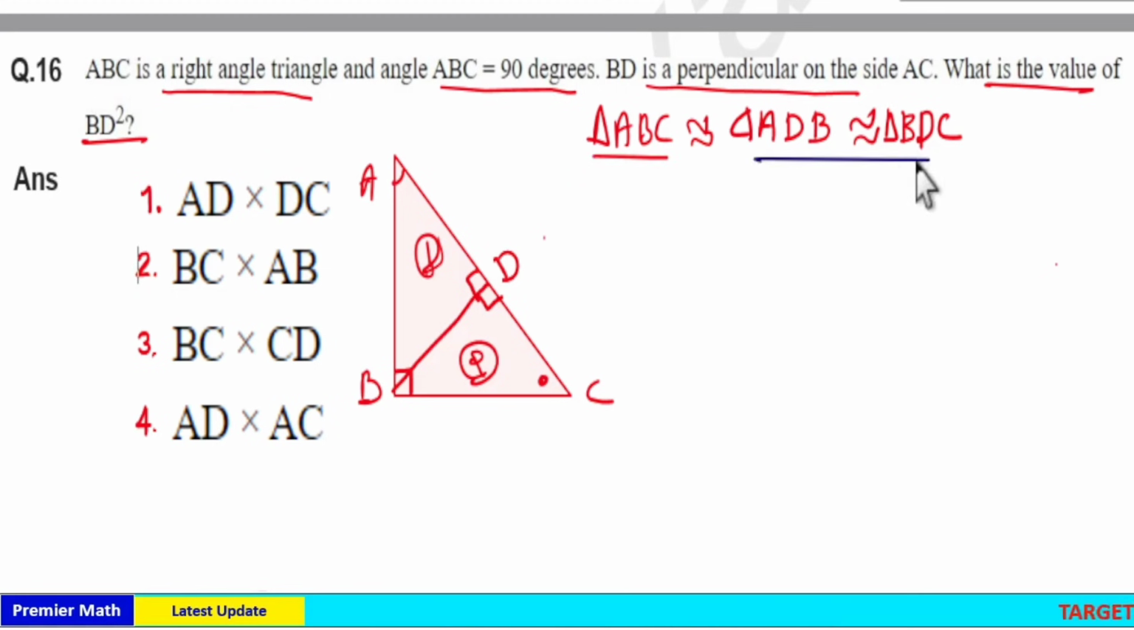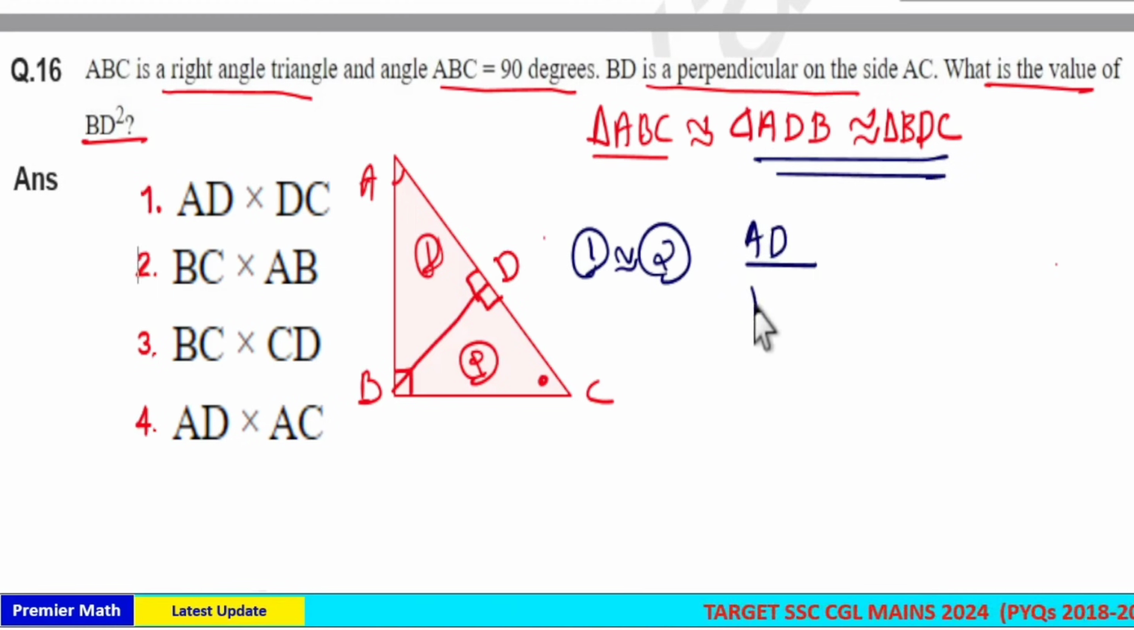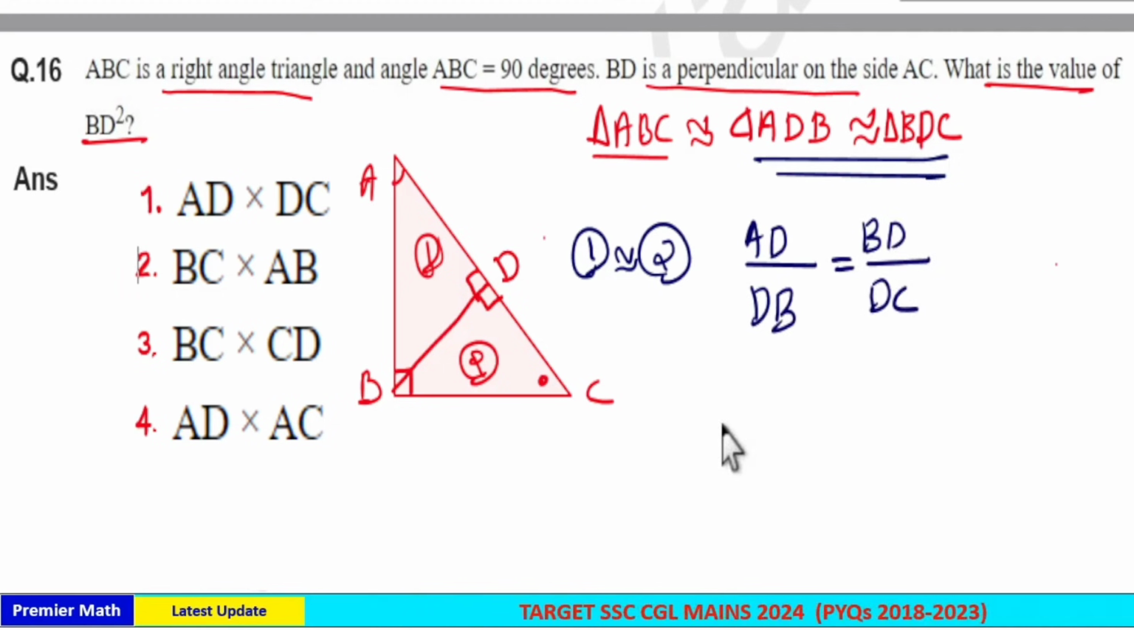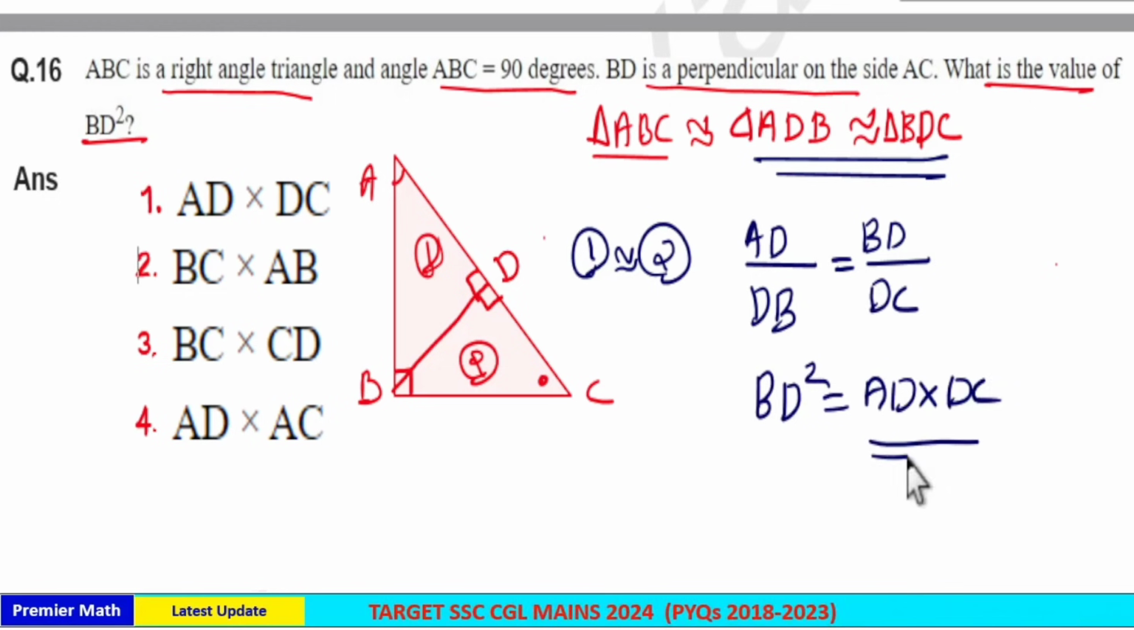Now these two triangles are similar. That is, triangle 1 is similar to triangle 2. Then if two triangles are similar, then ratio of corresponding sides are also equal. That is, AD by DB is equal to BD by DC. Which means here DB and BD are equal. So BD square is equal to AD into DC. BD square is equal to AD into DC. Option 1 is your answer.